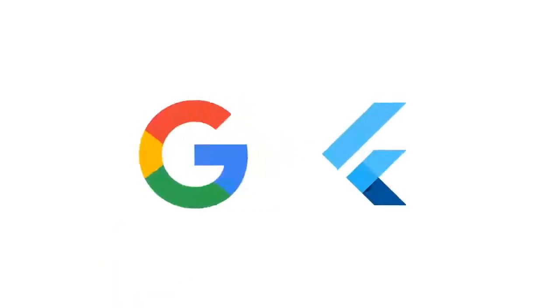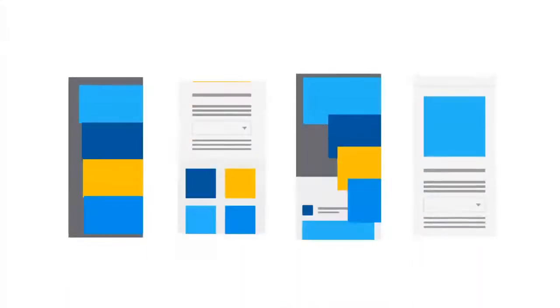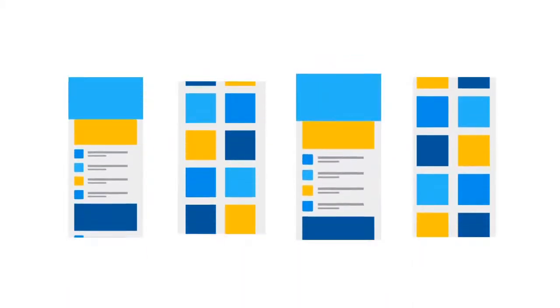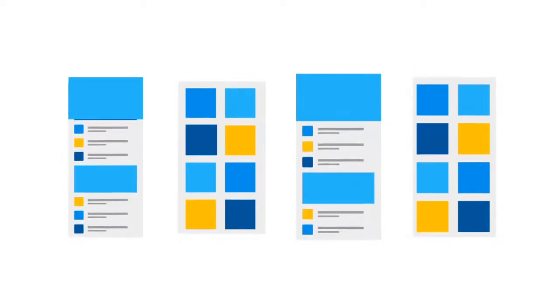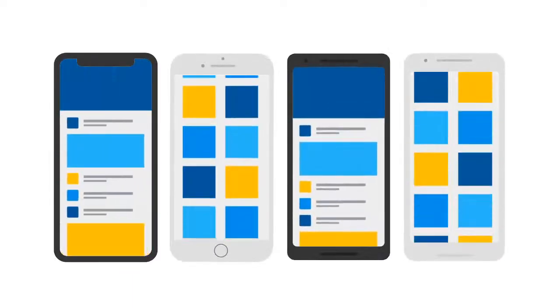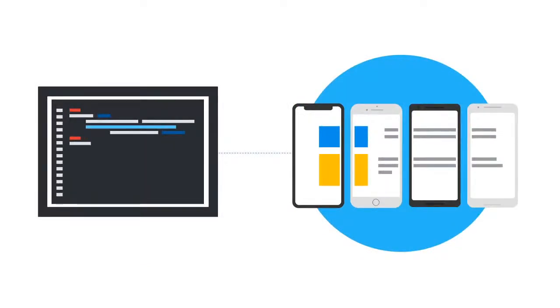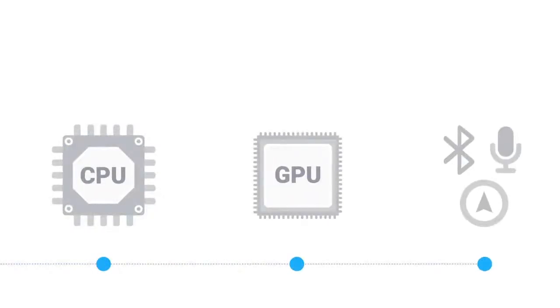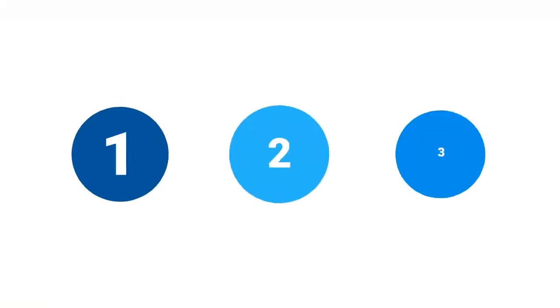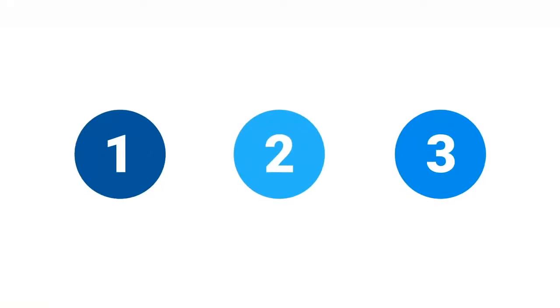That's why we built Flutter. Flutter is Google's mobile UI framework that provides a fast and expressive way for developers to build native apps on both iOS and Android. This is because apps and interfaces made with Flutter are built from a single codebase, compiled directly to native ARM code, use the GPU, and can access platform APIs and services. Here are 3 ways that Flutter will help you on day 1.